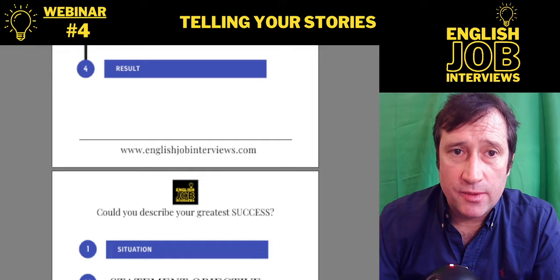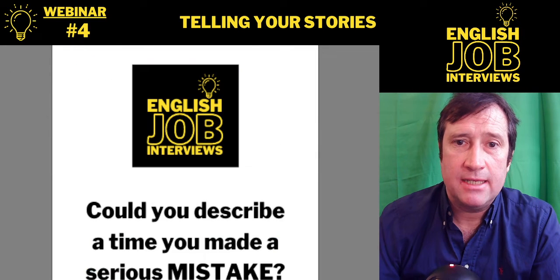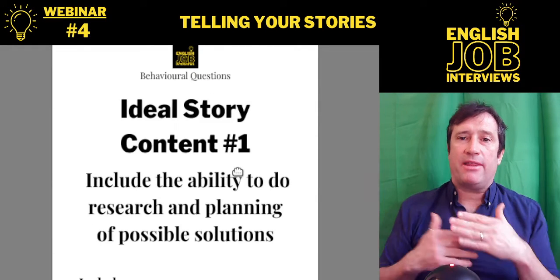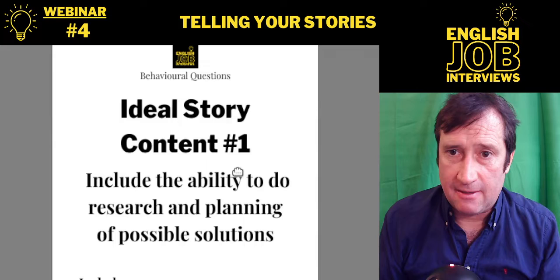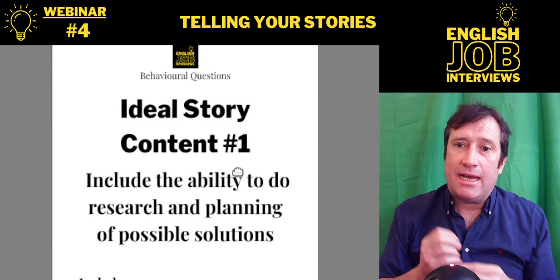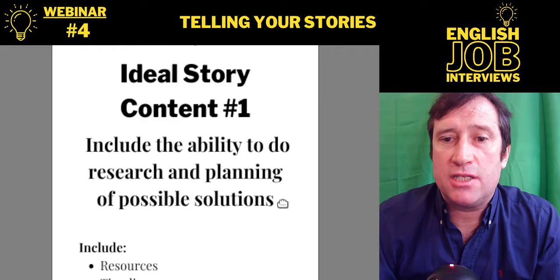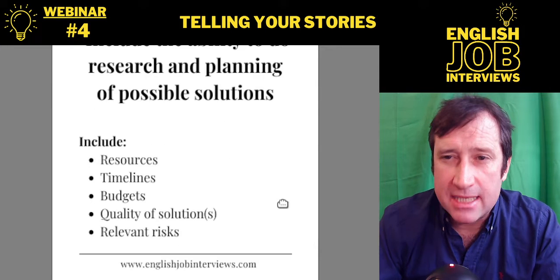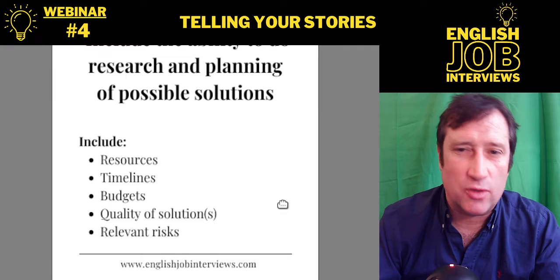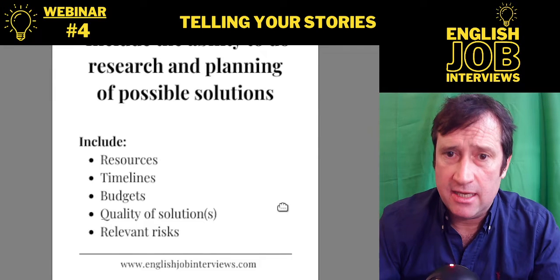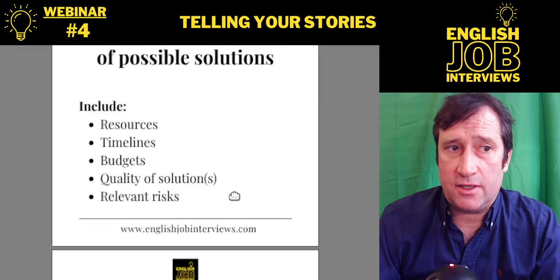So let's go back to the main webinar. Okay, and so let's think now about the ideal story content. Okay, first one, include the ability to do research and planning of possible solutions. Okay, so include this in your story. Talk about resources, timelines, budgets, quality of solutions, okay, and relevant risks of the solutions.